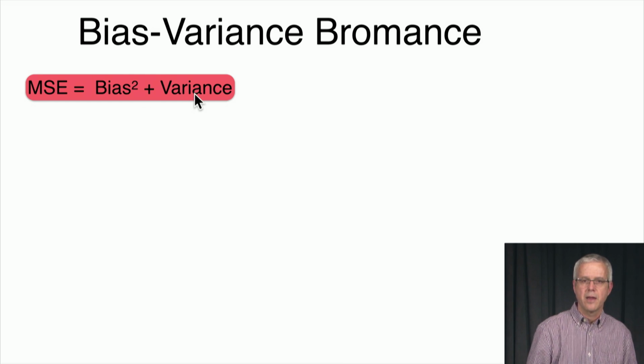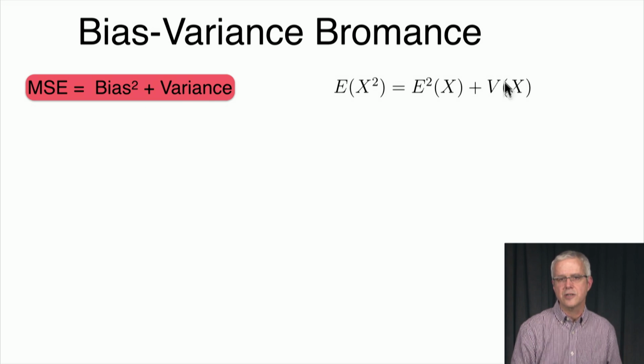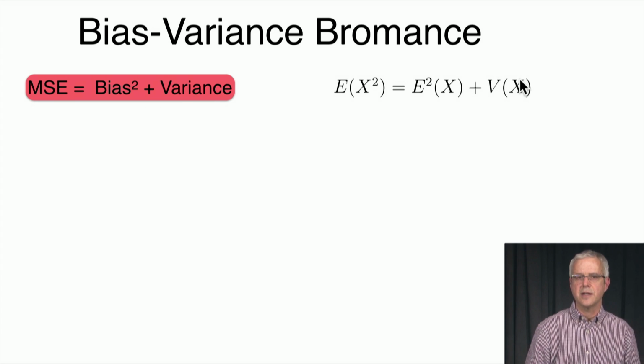To see that, recall that the variance of a random variable x is the expected value of x squared minus the expected value of x, squared. So the variance of x is E of x squared minus E of x squared, which we can write like this: the expected value of x squared is the mean squared plus the variance.